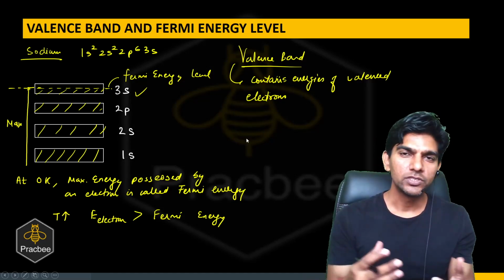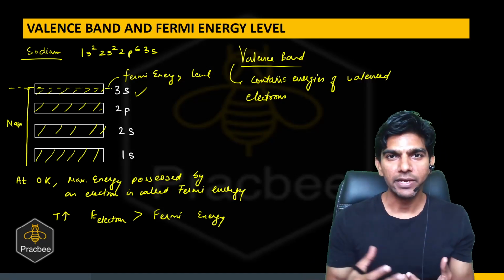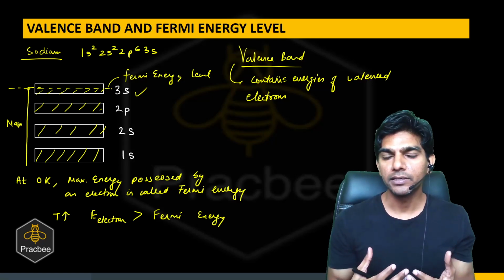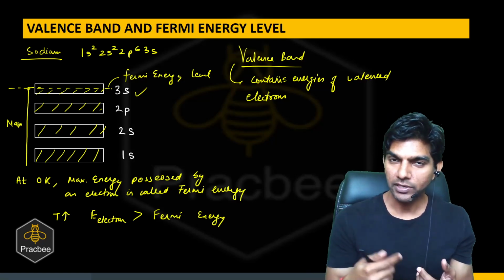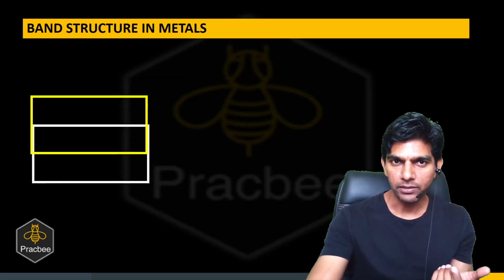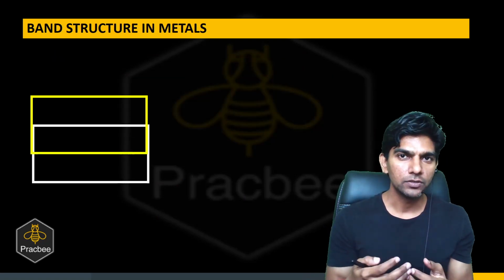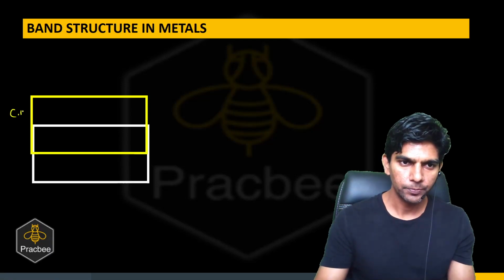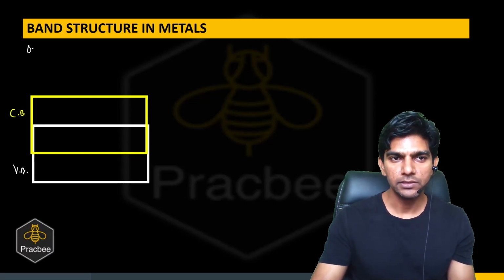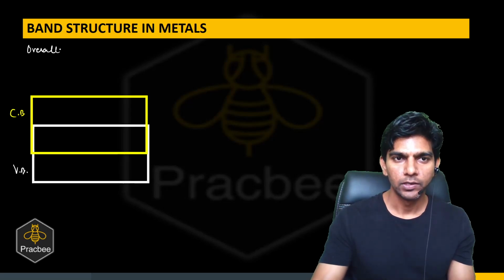Right? So you must be wondering why we are studying these band diagrams and how we can compare the conductivity of metals and non-metals by understanding these bands. So let us see. Let me first start with the metals. In metals, if I show the conduction band and the valence band, the yellow one is the conduction band and the white one is the valence band. Can you see there is an overlap? So we can say there is an overlap in the conduction band and valence band.